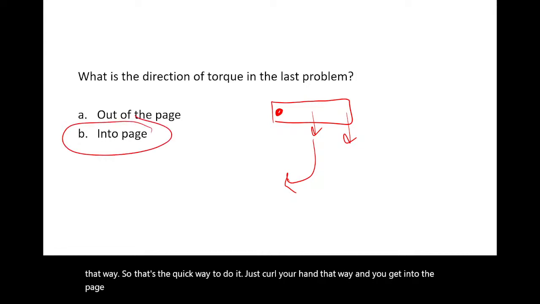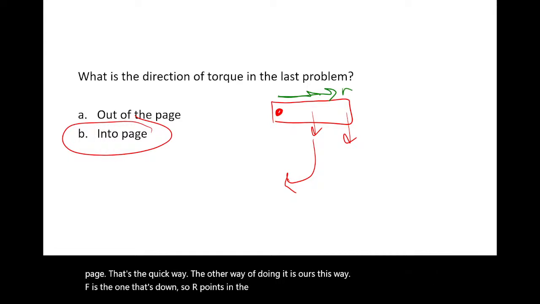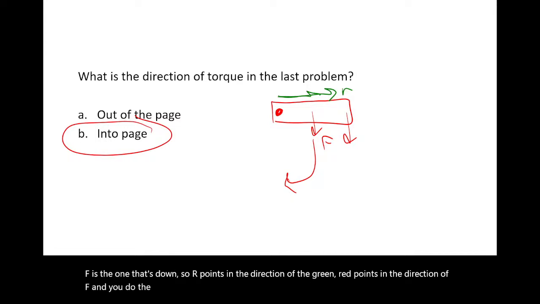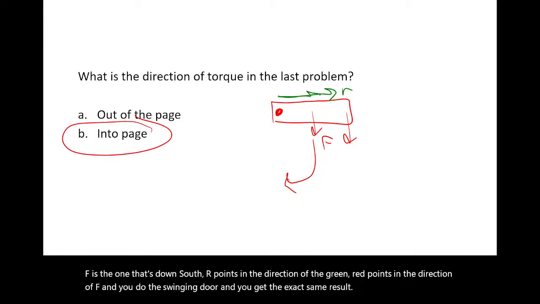The other way of doing it is R is this way, and F is the one that's down. So R points in the direction of the green, and F points in the direction of the red. You do the swinging door and you get the exact same result. Fantastic. Into page, which we did pretty good on.